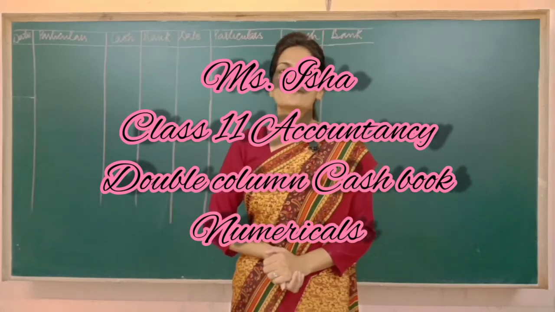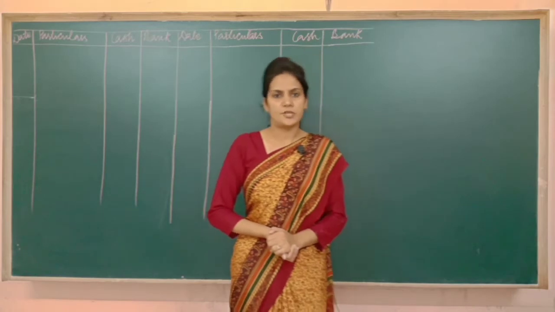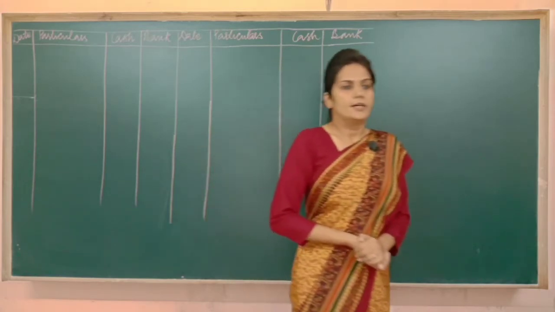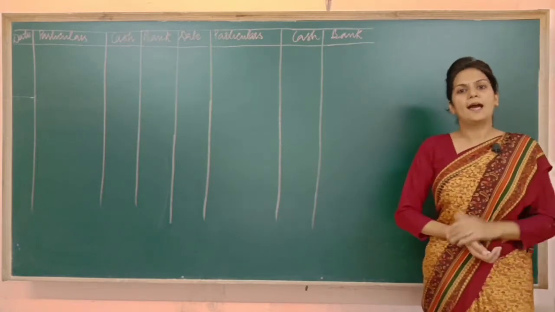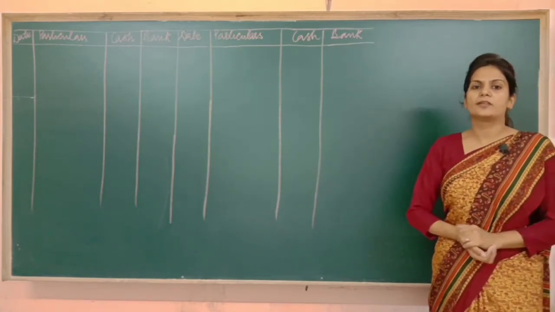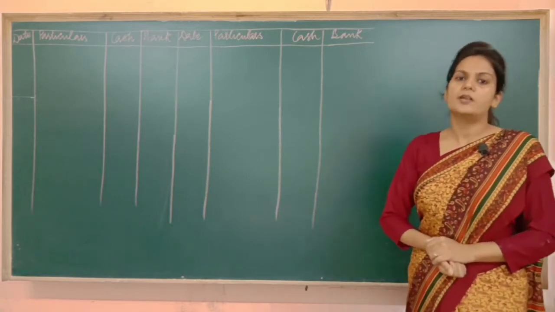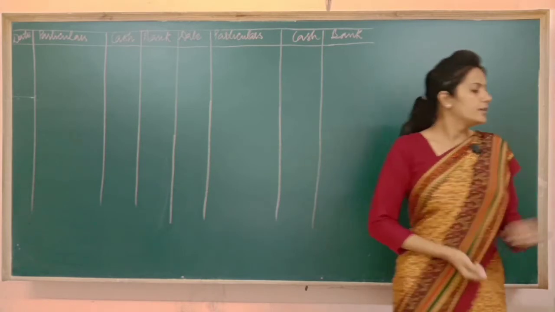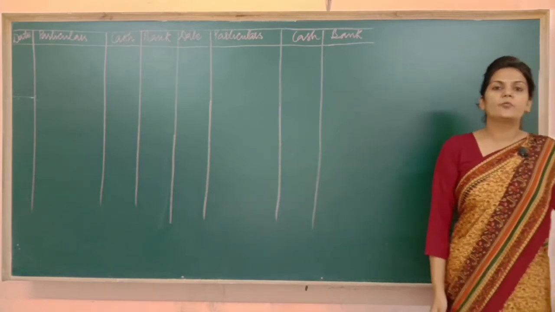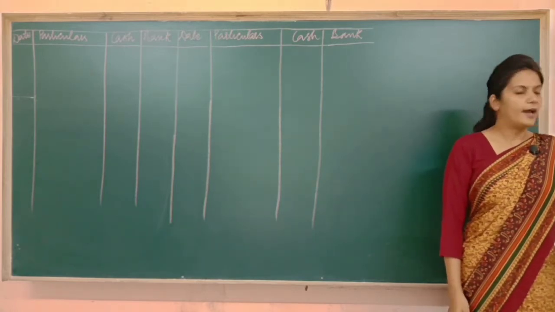Now let us discuss one more numerical based on the topic double column cash book. Fine. You may take out page number 11.29 and illustration number 11. That question we are going to discuss now. It's illustration number 11 on page number 8.29. The first transaction on January 1 is bank overdraft and cash in hand.